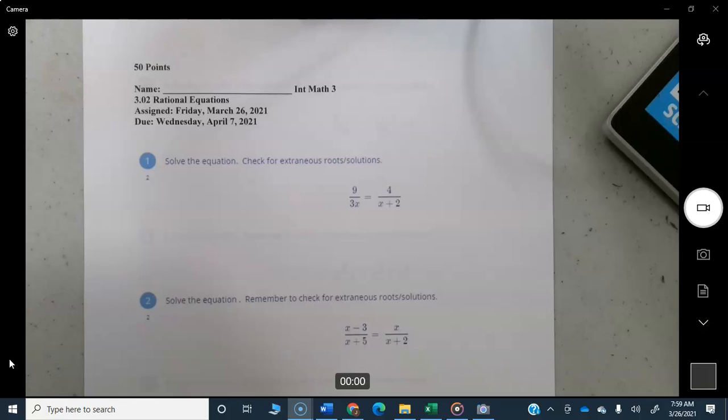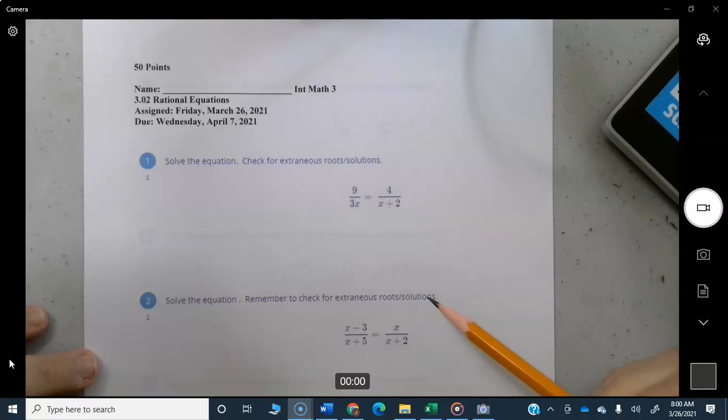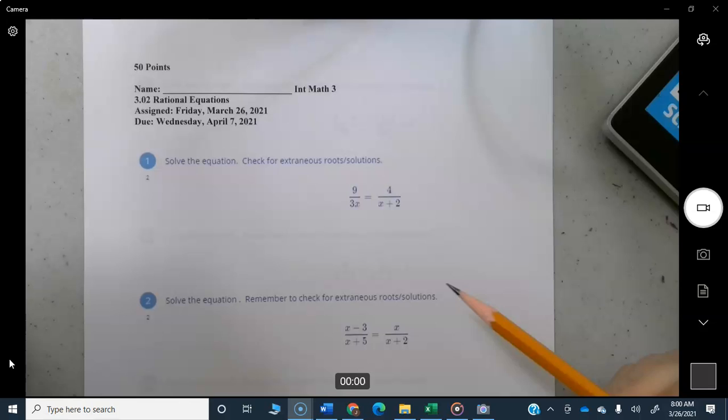All right, Integrated Math 3, this is lesson 3.02, and it's on rational equations. So in the first lesson, 3.01, we talked about rational expressions. An expression is simply anything that's made up of a fraction, like 4 over x plus 2. Just a simple fraction, 1/2. 1 over 2 is a rational expression. It's anything that can be expressed in a fraction form.